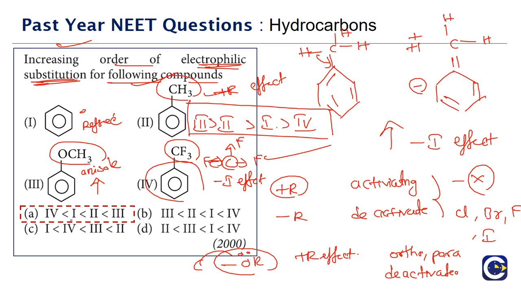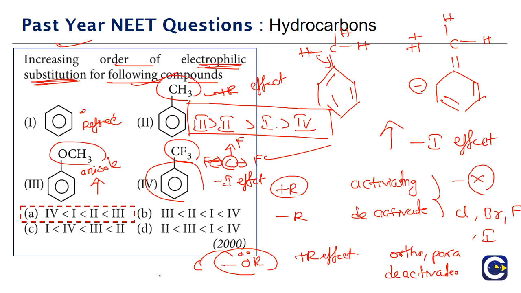What is the increasing order? It will be 4 less than 1 less than 2 less than 3. So here the comparison is why the OCH3 group will be able to activate the ring more than the CH3 group. Otherwise CF3 will deactivate. So CF3 attached benzene will have a lesser reactivity for the electrophilic substitution than benzene itself.